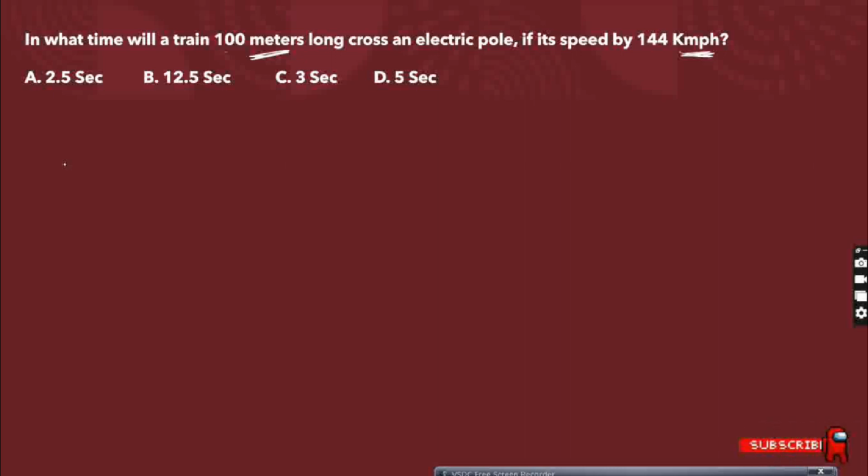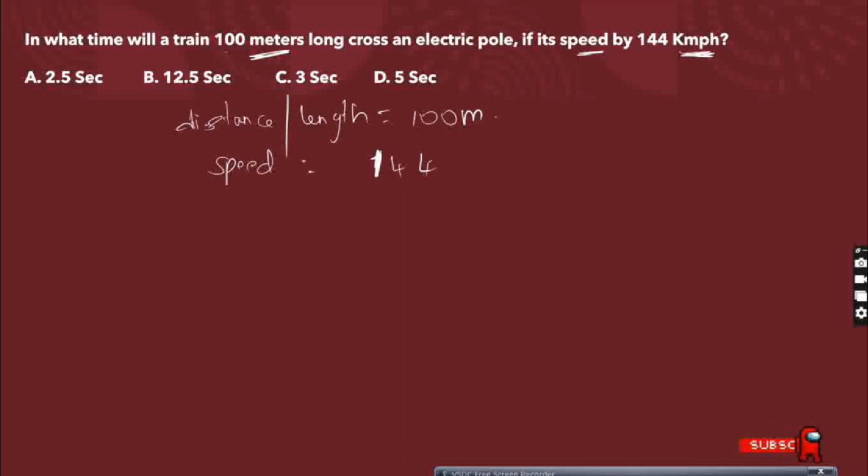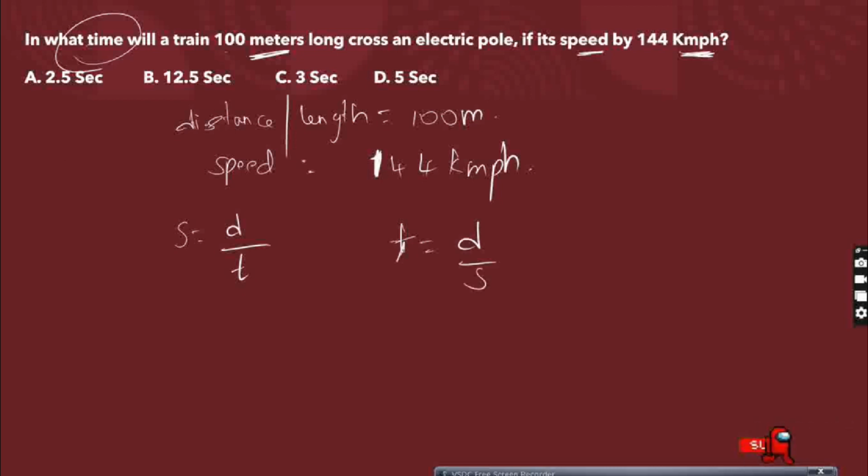Here the 100 meters long is the distance, or length. The train's length is 100 meters, and they have also given the speed of the train as 144 kilometers per hour. Now we know the formula, and they are asking to find the time. Speed is equal to distance by time. As they are asking time, this can be written as time is equal to distance by speed.